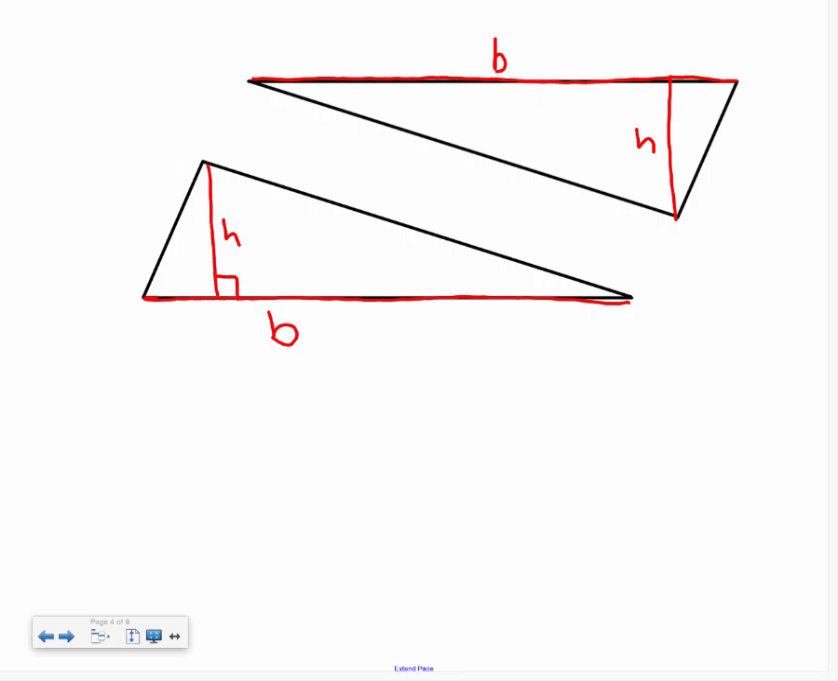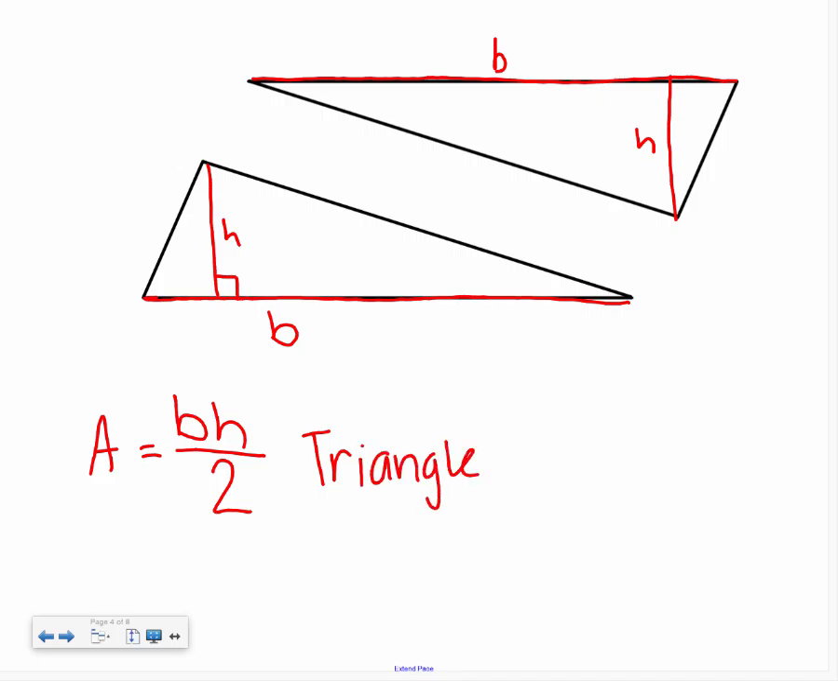So based on the parallelogram formula, if I take the base times the height, and I divide by 2 or cut it in half, I have the area formula for a triangle. So I can take the area of a triangle by doing the base times the height divided by 2.